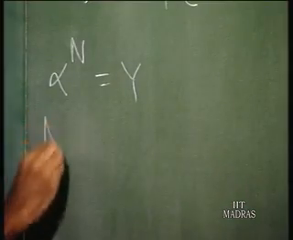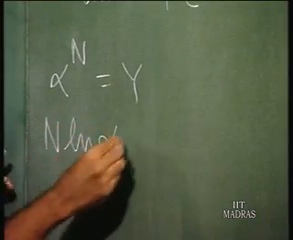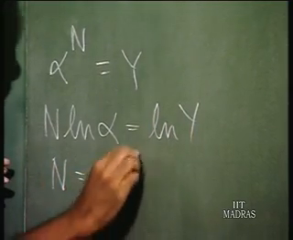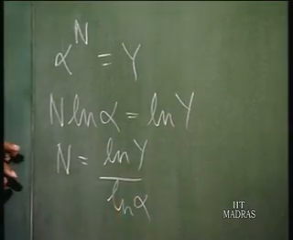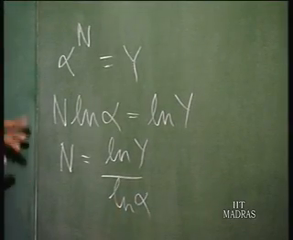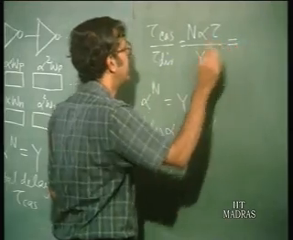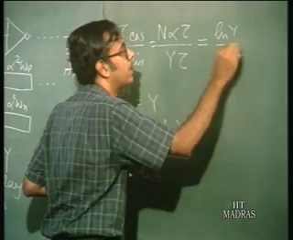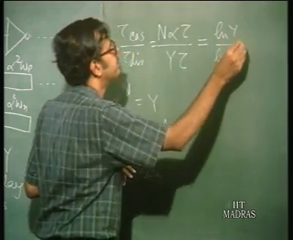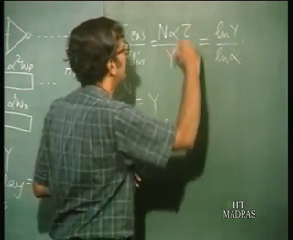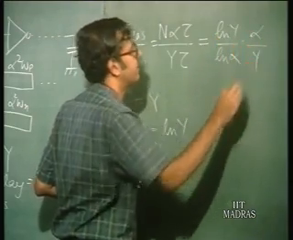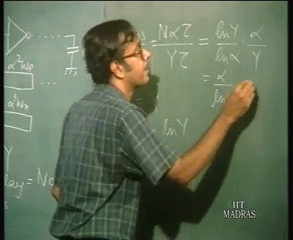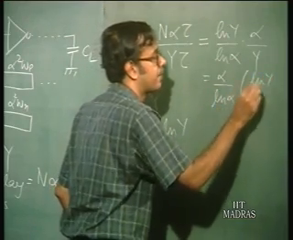So, if you take the ln on both sides, we can write n ln alpha is equal to ln y. So, n is equal to ln y by ln alpha. So, here tau cascade by tau direct becomes equal to ln y by ln alpha, times alpha tau by y tau. So, alpha by ln alpha into ln y by y.